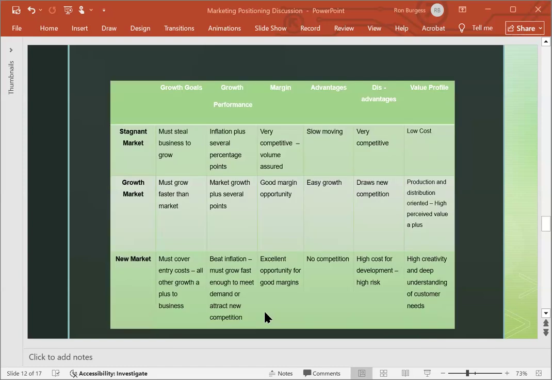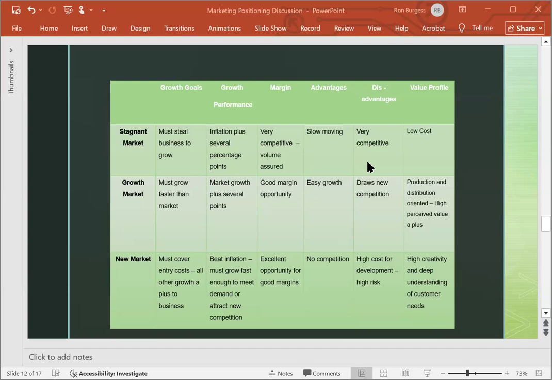So when we take a look at these different characteristics, we won't spend a huge amount of time on this, but it is fairly intensive in terms of a slide. The characteristics of a stagnant market are that you have to kind of steal the business to grow. And therefore, you've got inflation plus a couple of points of growth. It's so competitive, and it's a very slow moving kind of business.